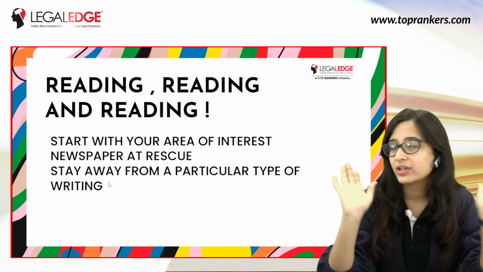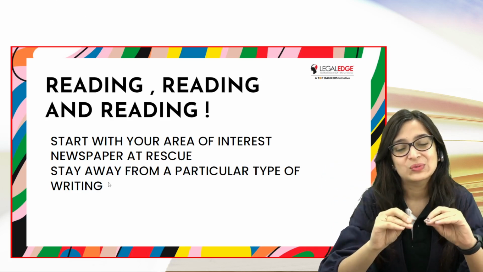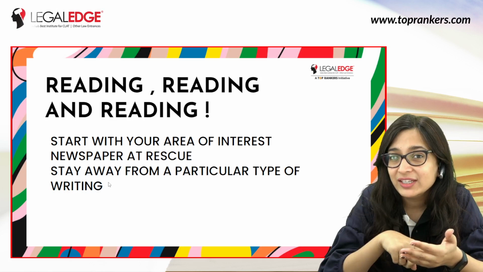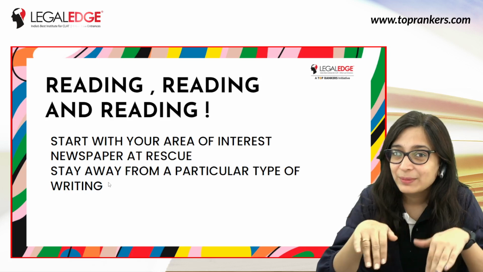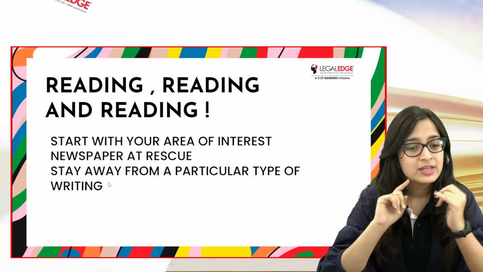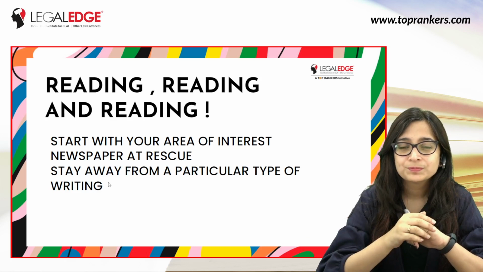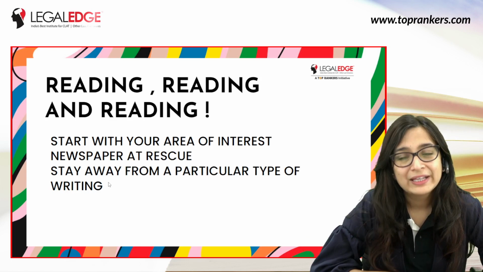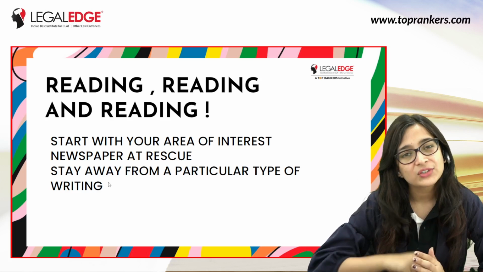Next is newspaper at rescue. Newspaper is one thing which is always available at rescue. So kabhi bhi you will have new fresh content every day of different genres by different writers on the editorial page. So newspaper is one source that you can definitely rely upon. Stay away from a particular type of writing. I always suggest students to stay away from kind of books that are popular for being grammatically bad. So I would suggest you to stay away from those and try to stick to the classics.